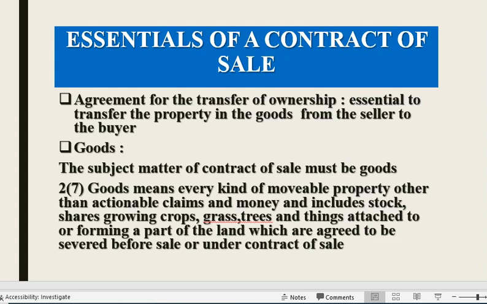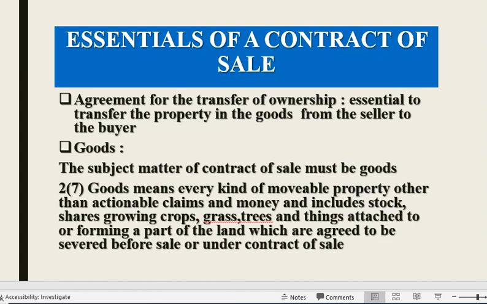And there should be an agreement for the transfer of ownership. It is very essential under the contract of sale that the property in the goods, which means the title of the goods, which means the ownership in the goods, should be transferred from the seller to the buyer. And the subject matter of a contract of sale must be goods.